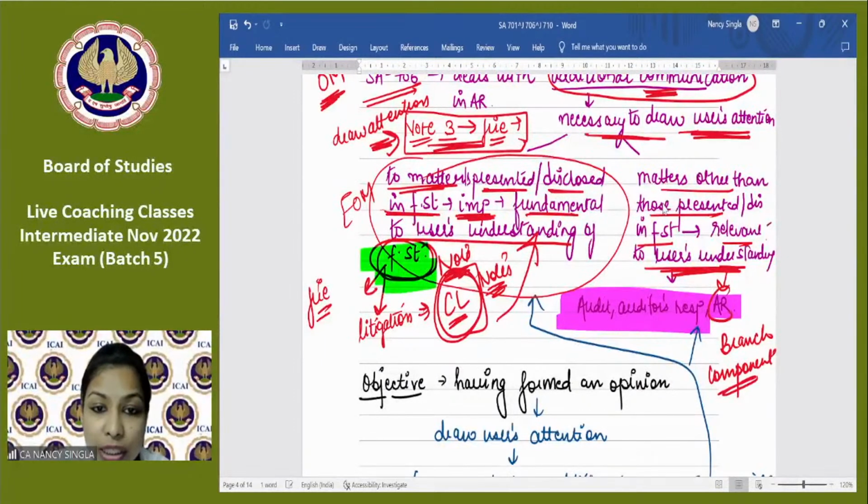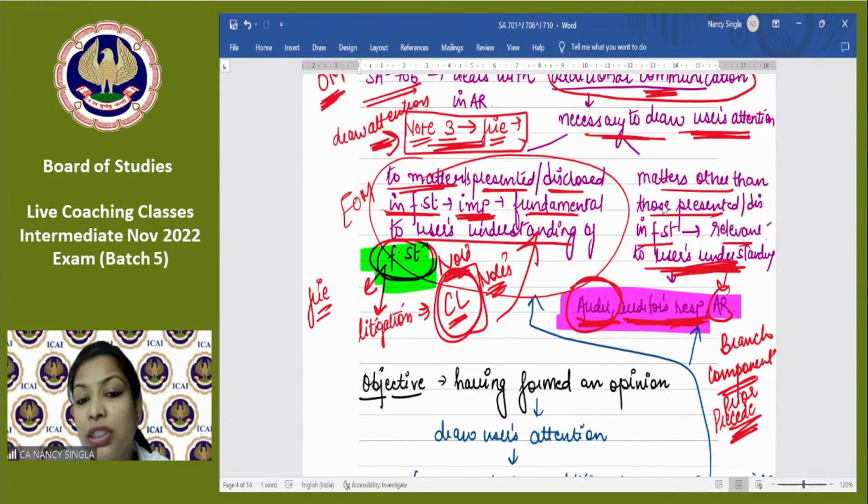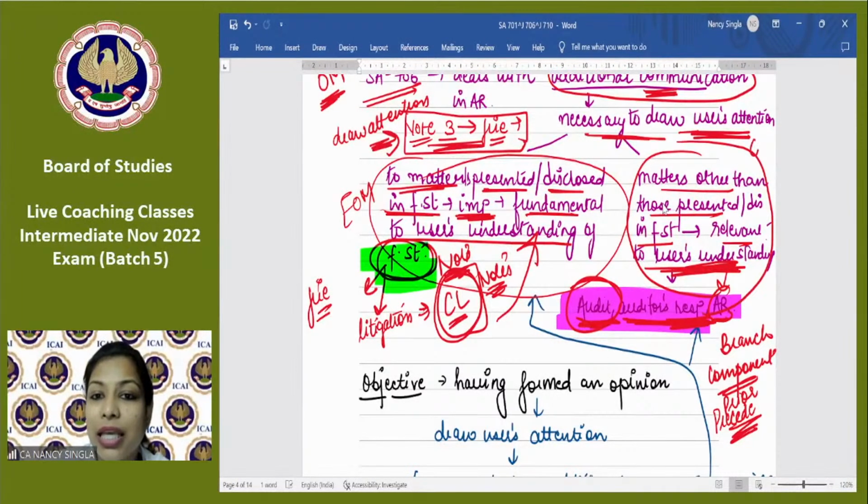So we are telling about the auditor's responsibility, about the audit report. Same way, if I tell the users of the financial statement that the financial statement of the prior period was audited by the predecessor auditor, we are telling about the audit inside this. So this is fundamental to the users' understanding of what? Audit, auditor's responsibility and audit report. And where do we tell this? In the other matter paragraph.